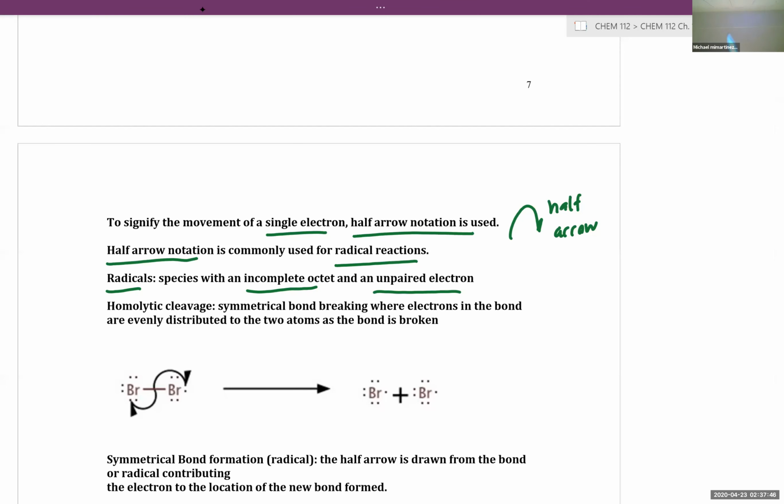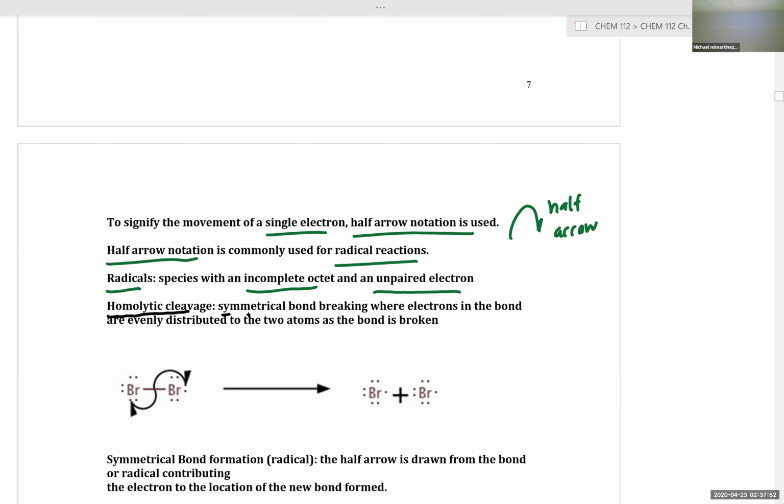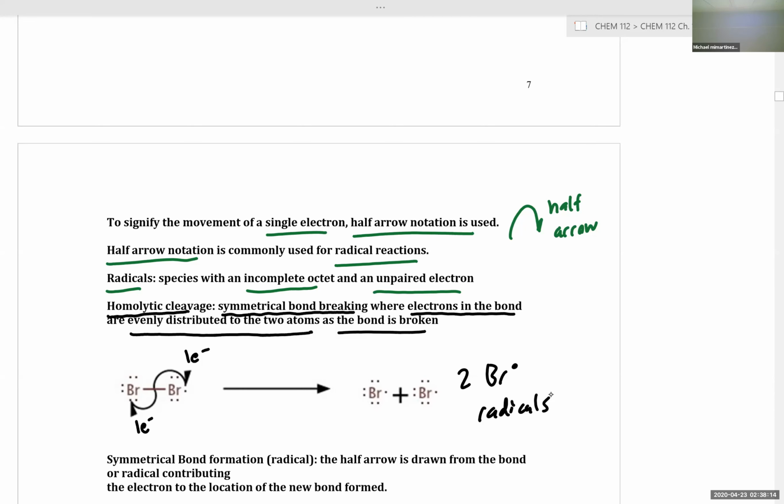So the main way that we generate radicals is via homolytic cleavage, where we have symmetrical bond breaking, where the electrons in the bond are evenly distributed to the 2 atoms as the bond is broken. So does everyone notice each bromine atom in this bromine-bromine bond receives 1 electron? So we make 2 bromine radicals. Does that make sense to everyone? Does everyone see the difference between heterolytic and homolytic cleavage?